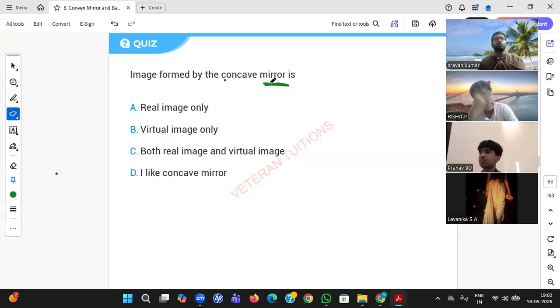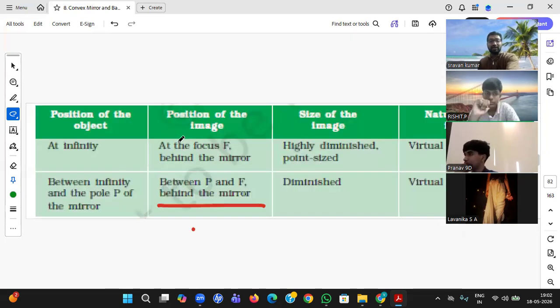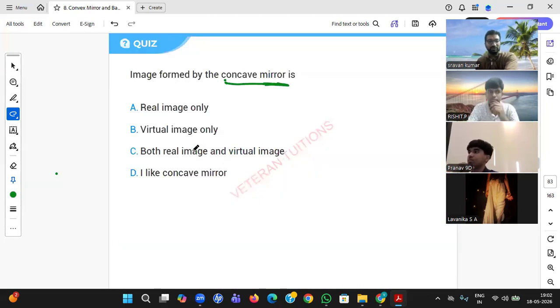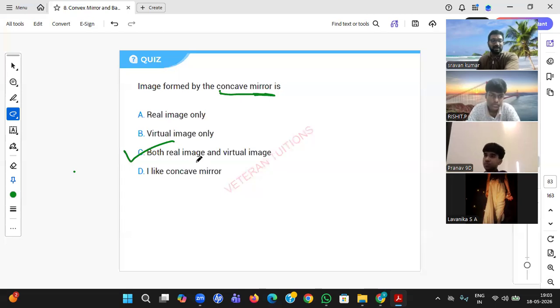First of all, mirror. Two options. Lens is deleted. Then concave, and you should think about the 6 cases. In all the 6 cases, what do we have? The first 4 cases are real and the last case is virtual. So we have both real and virtual.